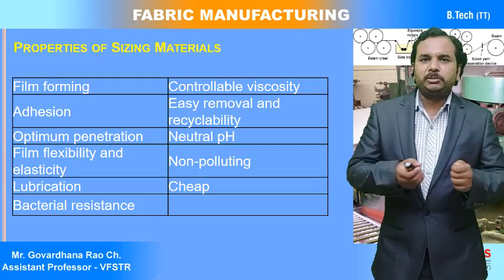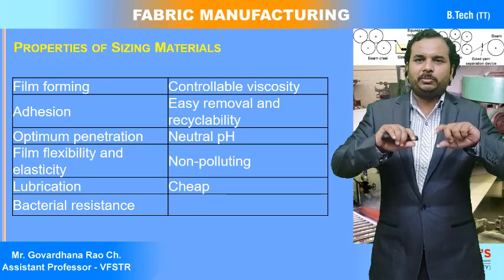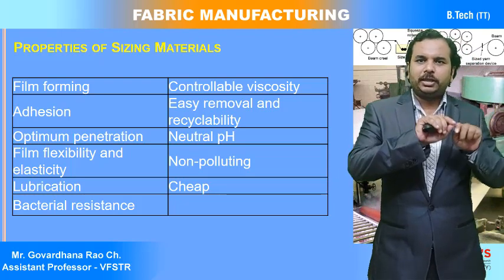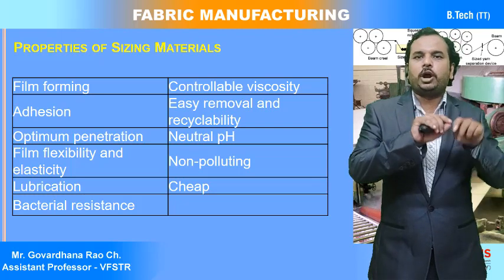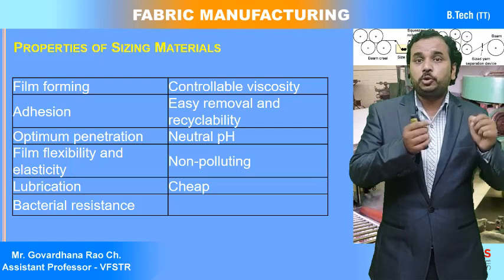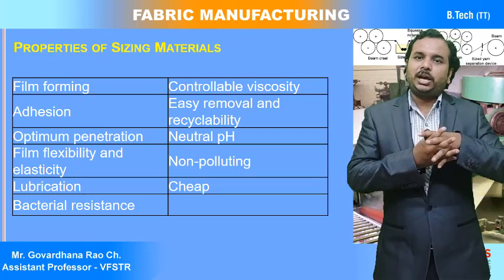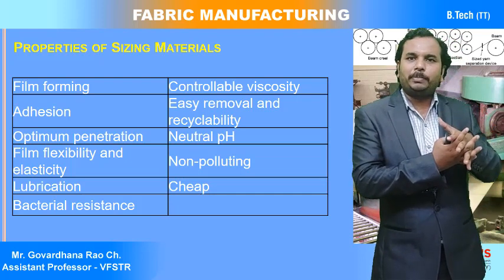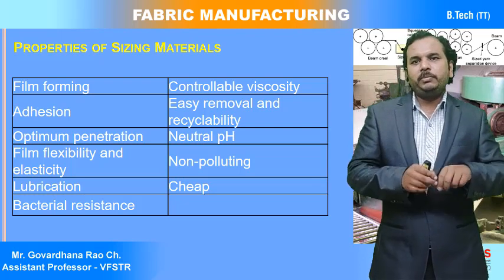And the film flexibility or elasticity. Film flexibility nothing but if you bend the yarn, the yarn should be bent, and along with the yarn the film also should be bent. It should not be brittle. The film should not be brittle. If it is brittle, then what will happen? Because when the yarn is divided into 2 layers, the yarn is bending. So when the yarn is bending, this film is going to lose.